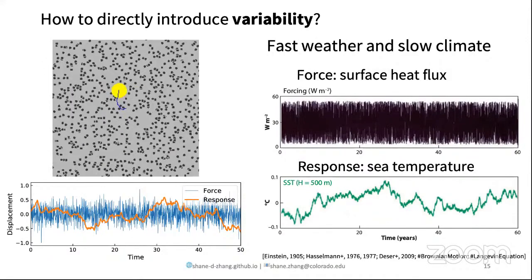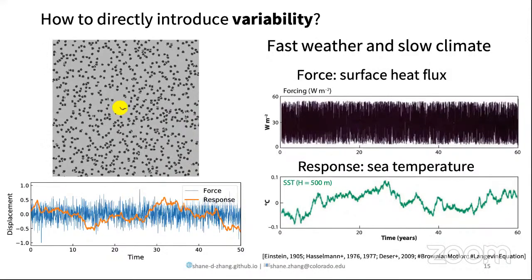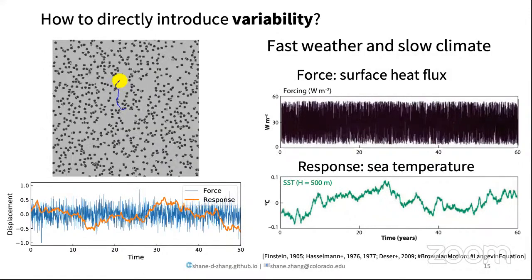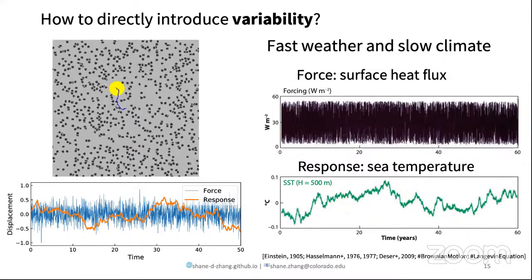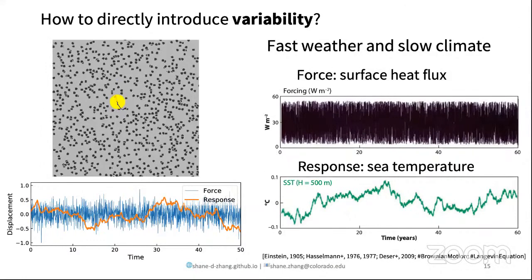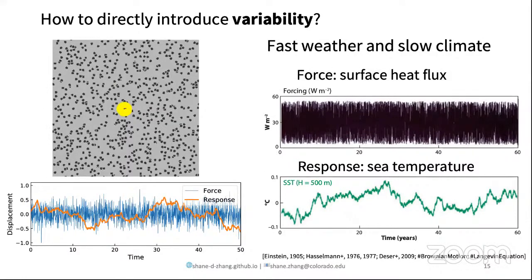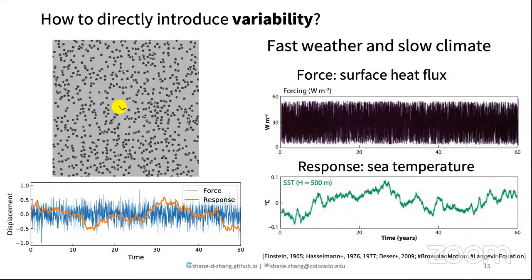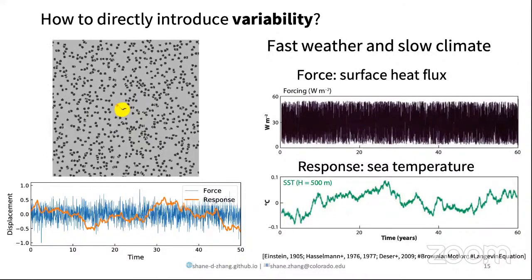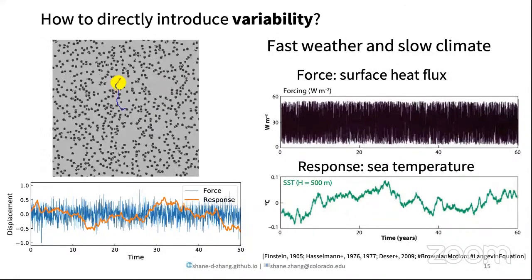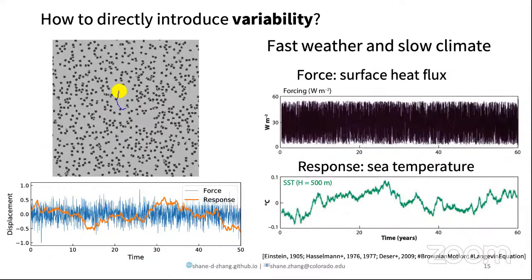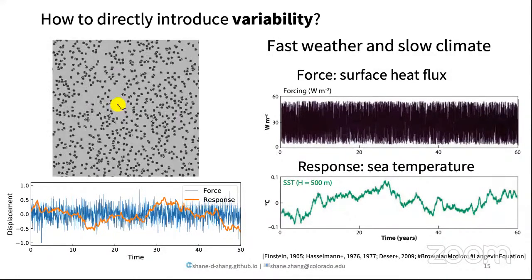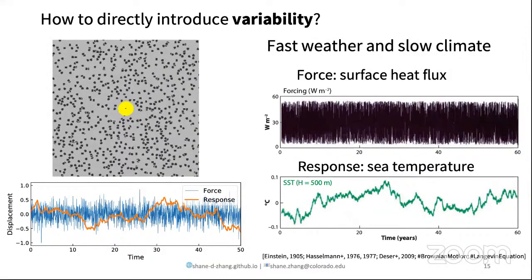To be concrete, the top here shows an example of the variations in the heat flux on the sea surface with time. These variations change very quickly with time. The bottom shows the variation of the temperature of the ocean at a depth of 500 meters, and it varies much more slowly with time.